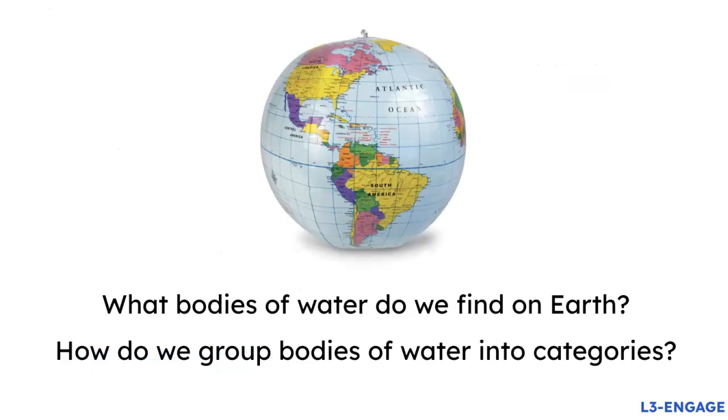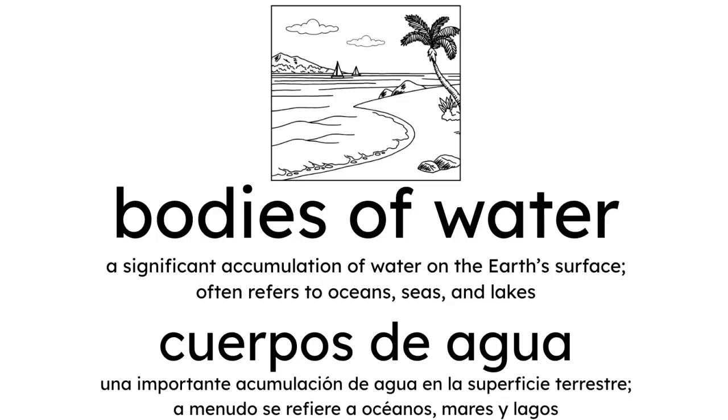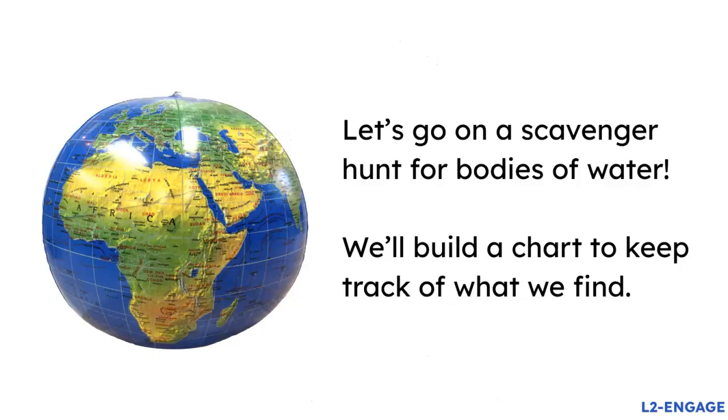To start the Lesson 3 Engage, you'll show students the globe you used in Lesson 1. You'll ask them what bodies of water they found on Earth and how they can group them into categories. You'll post the bodies of water vocabulary card. Students should brainstorm the bodies of water and begin a chart that you will use the rest of the lesson on chart paper. You will continue to build this chart in the Explain.